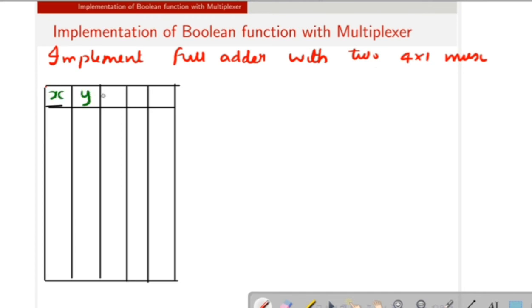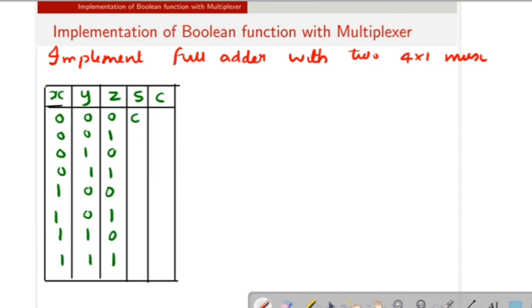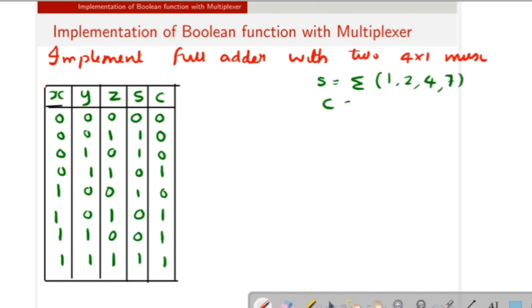The inputs are X, Y, Z and outputs are S and C. So there are 3 inputs. We have 8 different combinations: 0 0 0, 0 0 1, 0 1 0, 0 1 1, 1 0 0, 1 0 1, 1 1 0 and 1 1 1. Sum is equal to 0. Here it is sum 1, carry 0, and so on. Okay. So S is equal to sigma 1, 2, 4, 7. Okay. And carry is equal to sigma 3, 5, 6, 7.